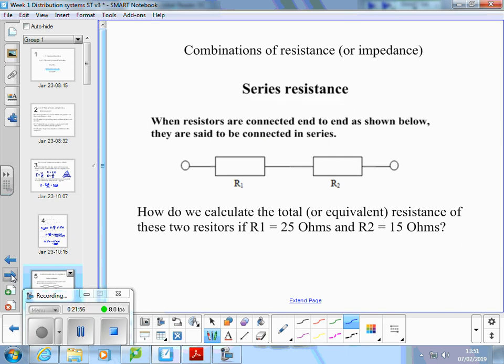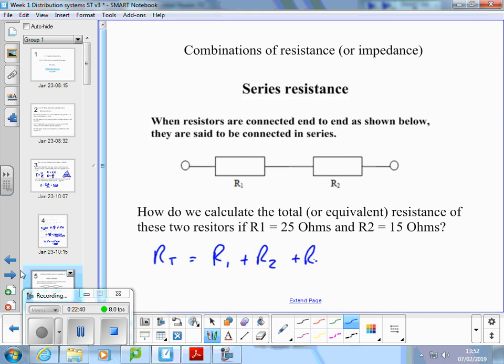Okay, then what we may well come across at points in this module is resistors in combination, in series and parallel. So when we connect 2 resistors together end on end like that, we're said to be connecting them in series. How do we calculate the total equivalent resistance of these 2 resistors if R1 equals 25 ohms and R2 equals 15 ohms? What do we do? Yeah. RT, for series, R total, is equal to R1 plus R2.